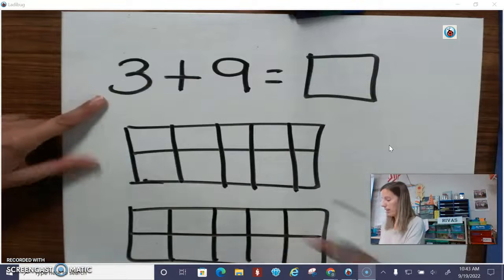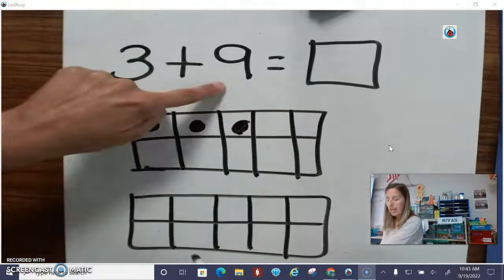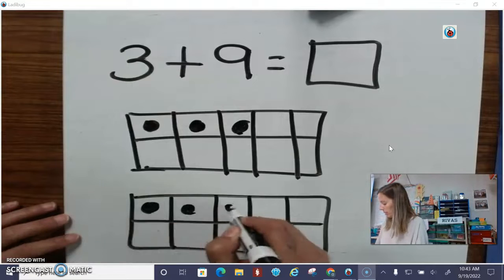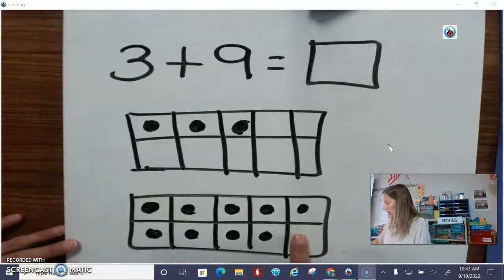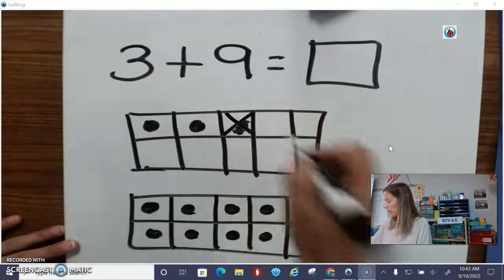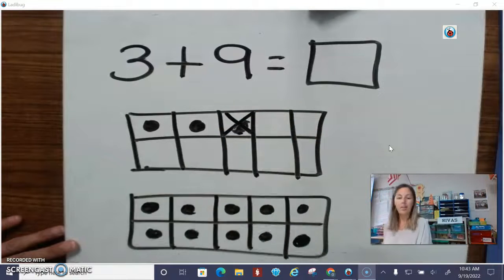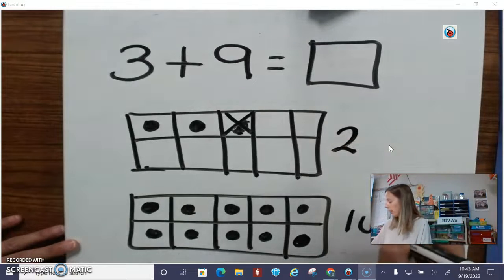And then I have 3 over here. 1, 2, 3. And 9 down here. 1, 2, 3, 4, 5, 6, 7, 8, 9. So I'm going to tell them, okay, this one is almost 10. I need one more. So I'm going to take one from here, and I'm going to move it down here. Now I have 10. Now I have 2 over here and 10 over here.